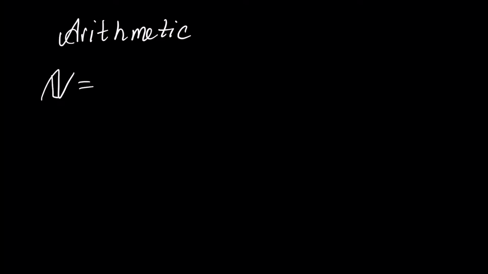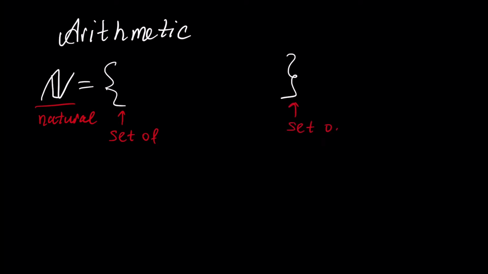Natural numbers is the set of, in mathematics, these curly braces stand for the set of. So natural numbers is the set of numbers 0, 1, 2, 3, and so on. It's very important to understand that sometimes natural numbers are defined as the numbers 1, 2, 3, and so on without 0, but I prefer to define natural numbers with 0.